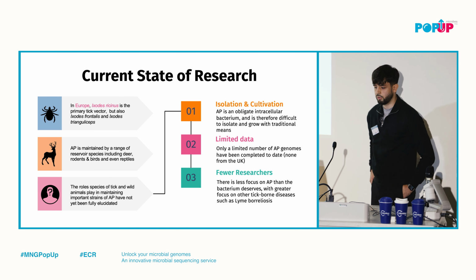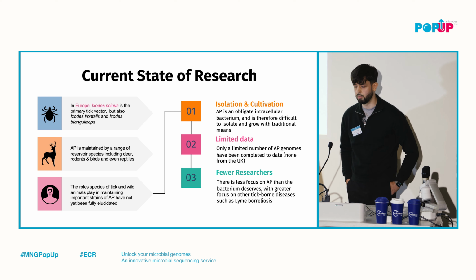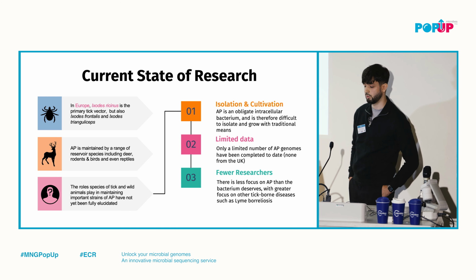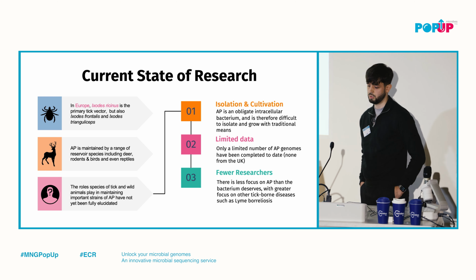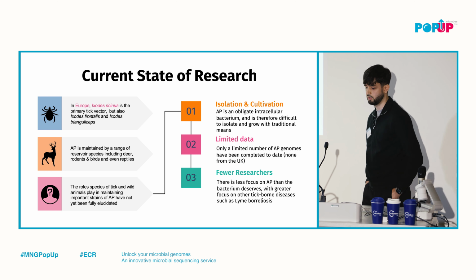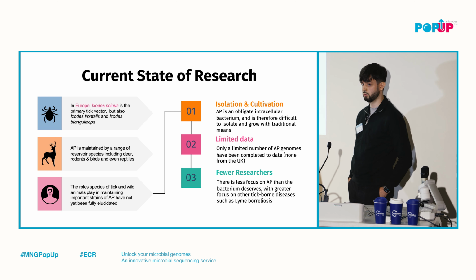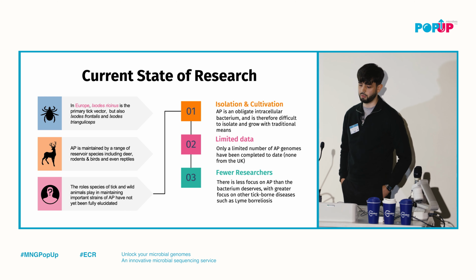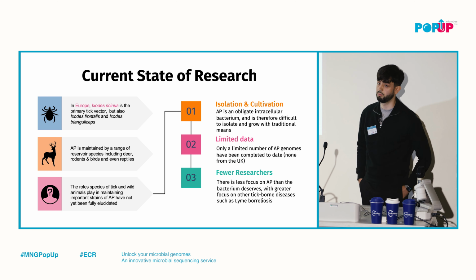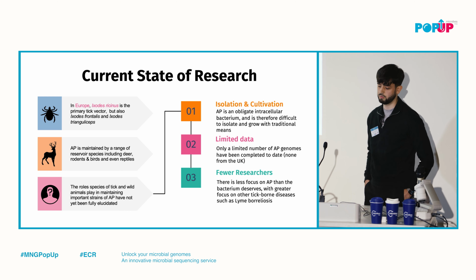In Europe, we know that Ixodes ricinus is the primary tick vector, but we also know that Ixodes frontalis and Ixodes triangulariceps are very competent vectors too. We know AP is maintained by a range of different wildlife species. These include deer, rodents, birds, and even reptiles now. But we don't know the roles these species of tick and wild animals play in maintaining the strains of AP important to veterinary strains.